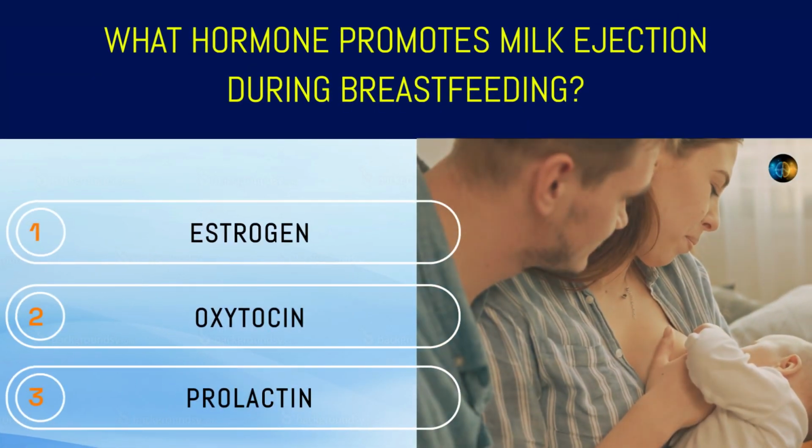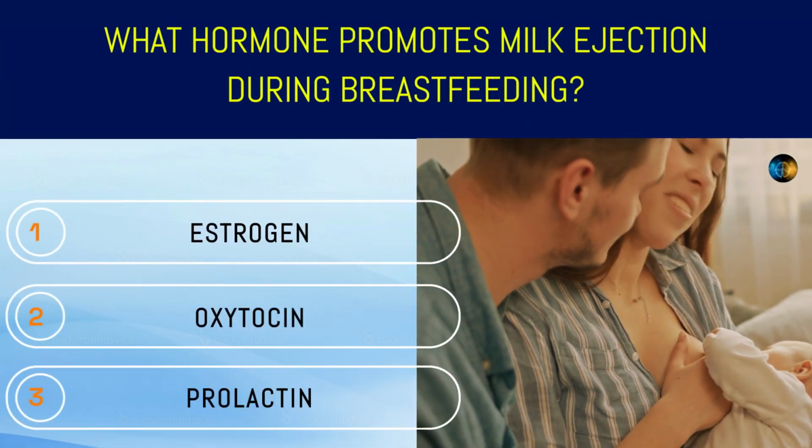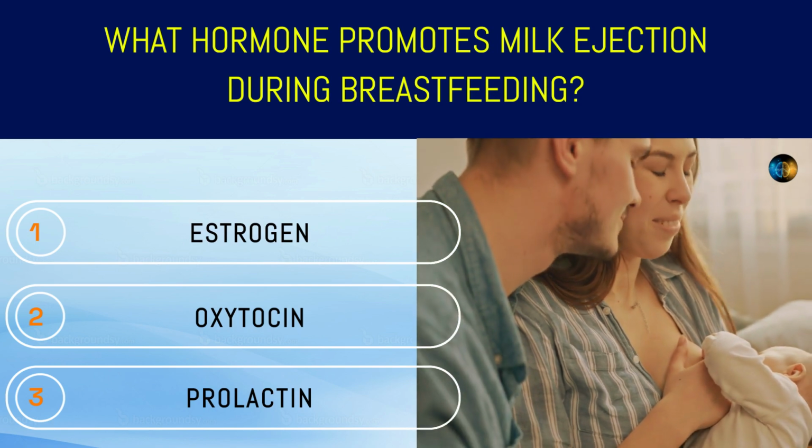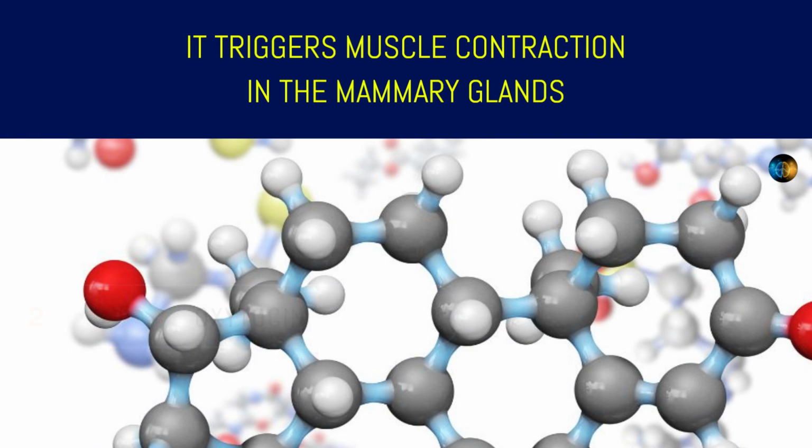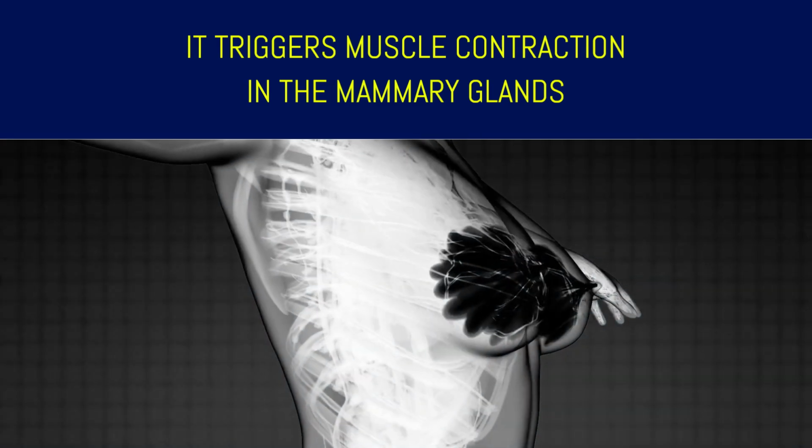What hormone promotes milk ejection during breastfeeding? Estrogen, oxytocin, or prolactin? Oxytocin. It triggers muscle contraction in the mammary glands.